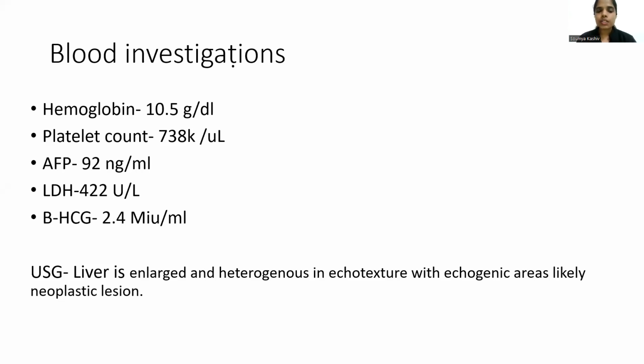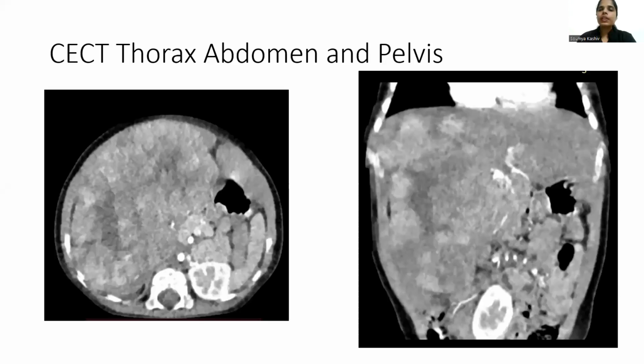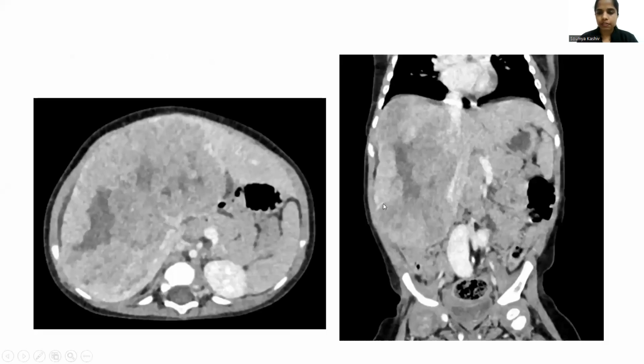Then an ultrasound was done, which showed that the liver was enlarged and heterogeneous in echotexture with echogenic areas within, likely a neoplastic lesion. Following this, we went ahead with a CECT thorax, abdomen, and pelvis.